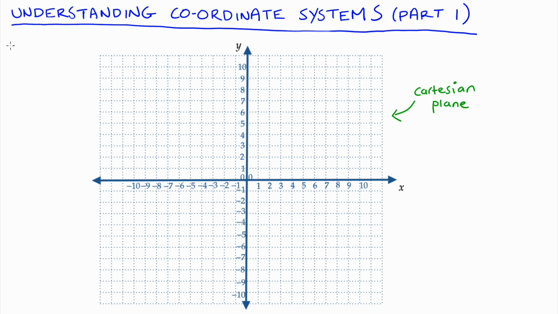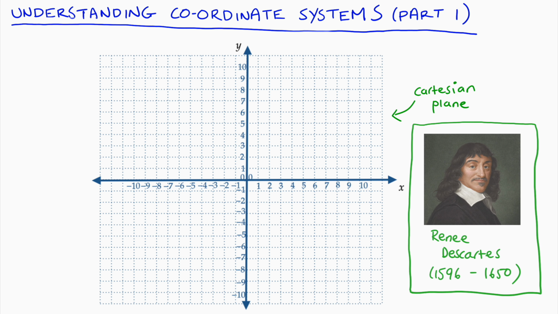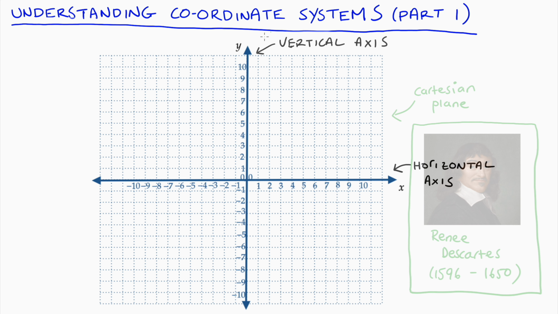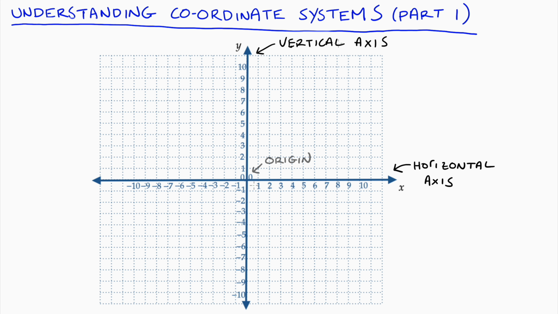And when we have 2 variables like this, it's often called the Cartesian plane after René Descartes, who invented the coordinate system. And so just very abstractly, our lines are called axes. In the middle here where they meet, we have what we call the origin. And at this point, both of our variables are equal to 0.